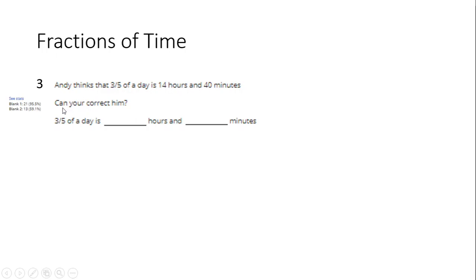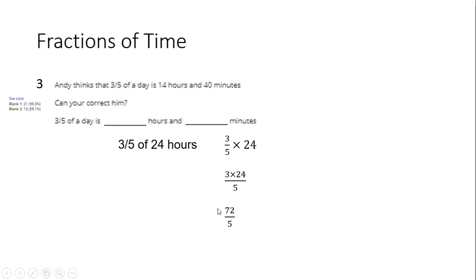Can you correct him? So I'm telling you he's wrong, so do not write 14 hours and 40 minutes. First of all, a day is 24 hours. So 3/5 is 24 hours. We do 3/5 times 24. Now to multiply by a fraction, we multiply the top by 24. The bottom we don't need to multiply because 24 wholes is the same thing as 24/1. And if I times 5 by 1, it stays 5.